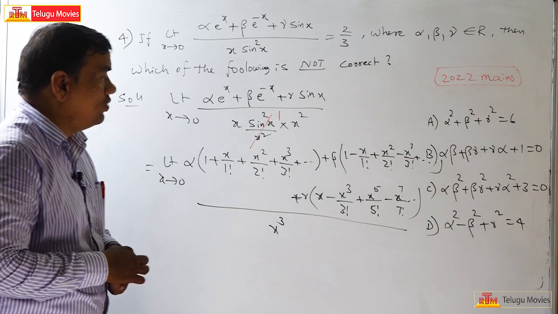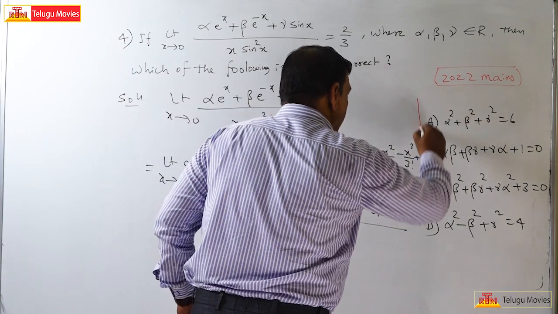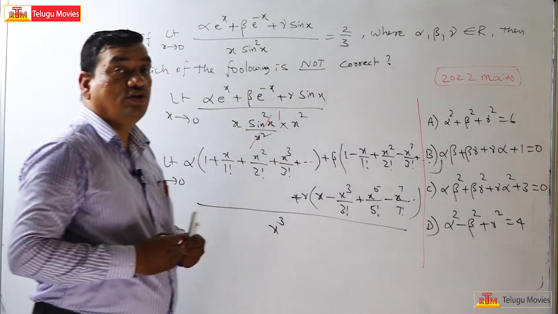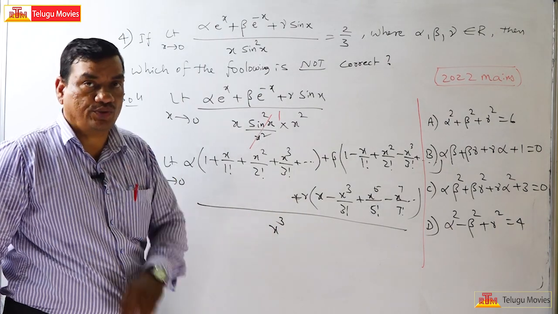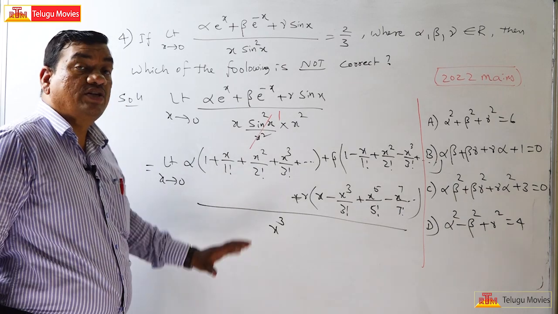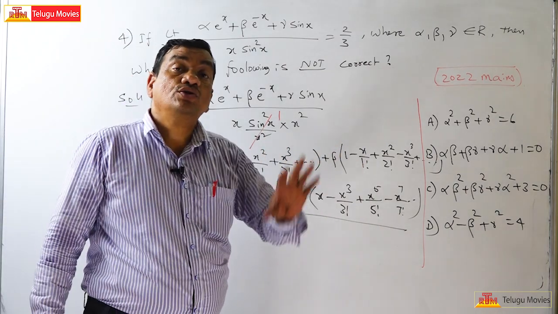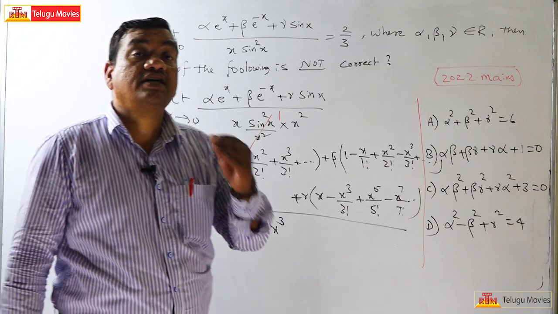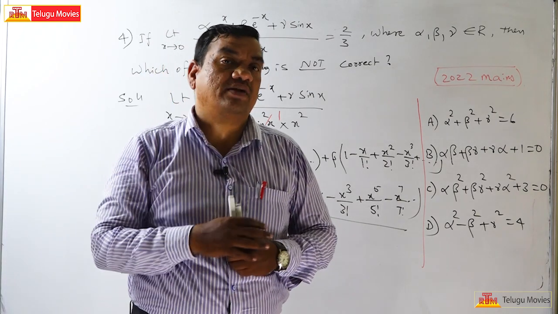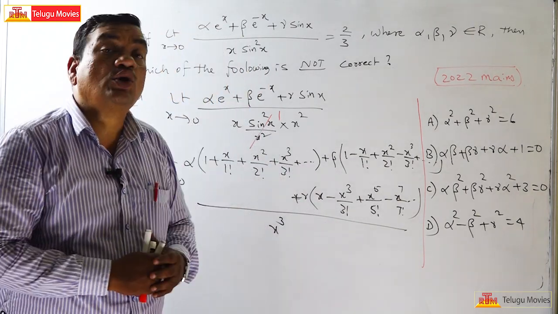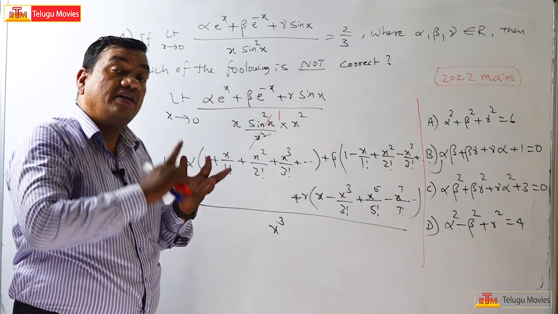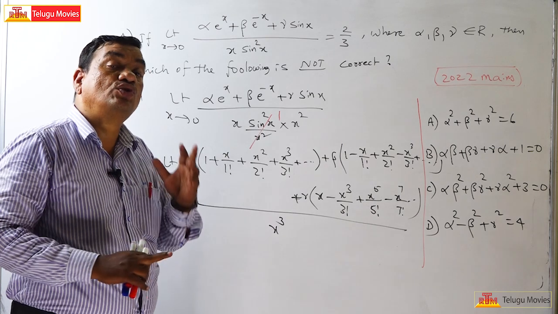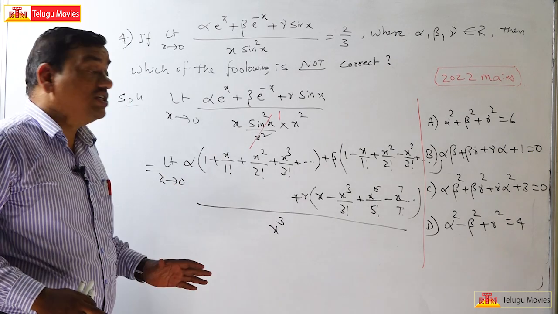Okay, now the limit should exist. The limit value should exist. See the denominator, it is x cube. So x cube means what? In the numerator you should have the terms x cube and more than x cube terms. So terms less than x cube, that means the constant and x square terms, should not exist. If they exist, what will you get?